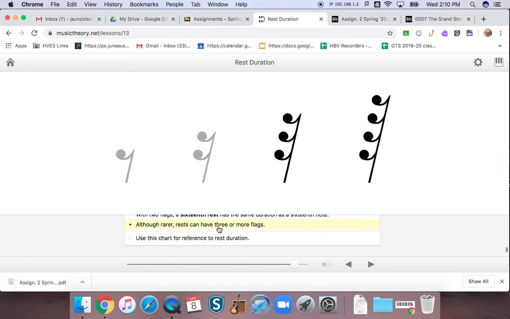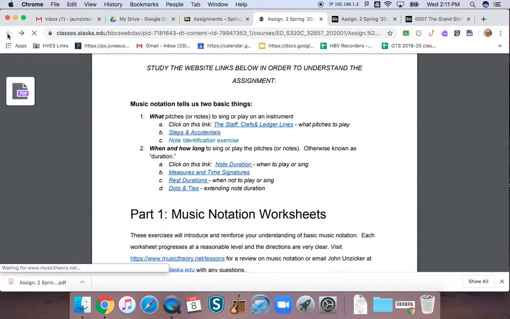If you're feeling overwhelmed, don't feel overwhelmed. Just let this stuff soak in, and at least you'll have an idea that it even exists, and if someday you need to research it, you'll at least have some background knowledge or exposure. Although rare, rests can have 3 or 4 flags. That'd be a 32nd rest and a 64th rest, which is very rare. All right, so that's the symbols for not making a sound.